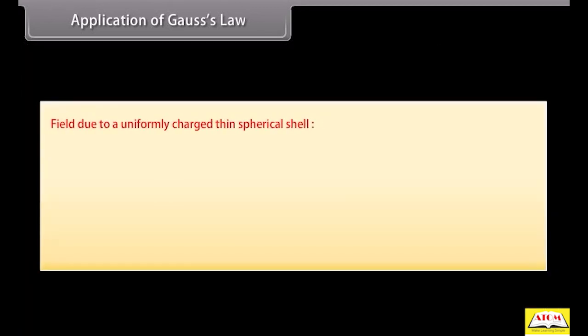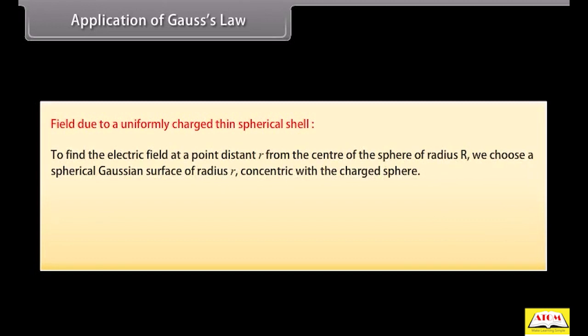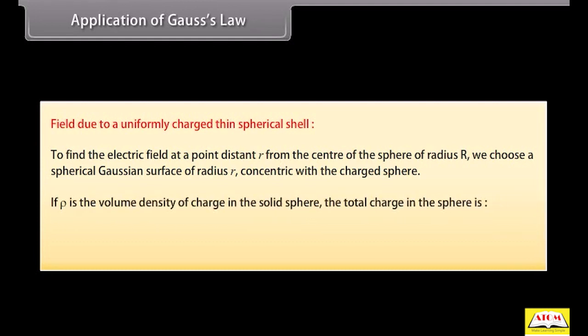Field due to a uniformly charged thin spherical shell. To find the electric field at a point distant r from the center of the sphere of radius R, we choose a spherical Gaussian surface of radius r concentric with the charged sphere. If rho is the volume density of charge in the solid sphere, the total charge in the sphere is given by Q is equal to 4 upon 3 times pi R cube times rho.